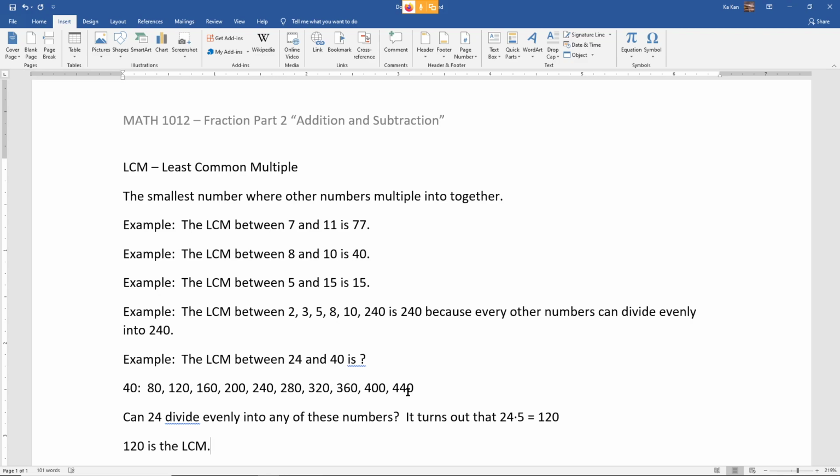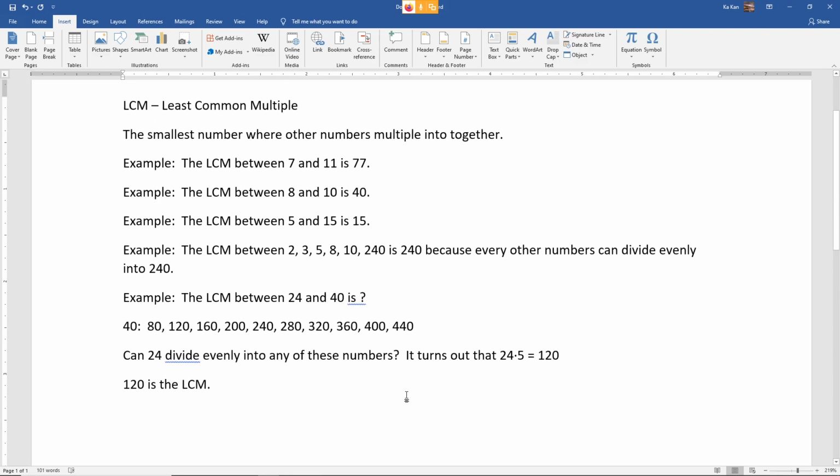You just gotta be persistent about it. And just to show you one more example, what is the LCM between 15, 18, and 20? So 3 numbers, right? I would do the same thing.